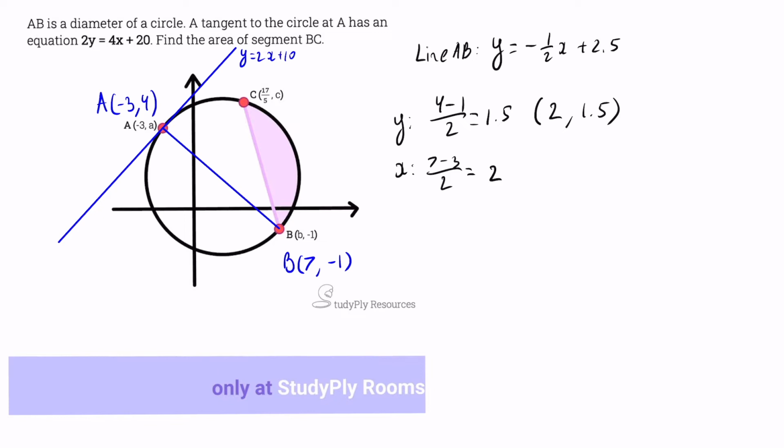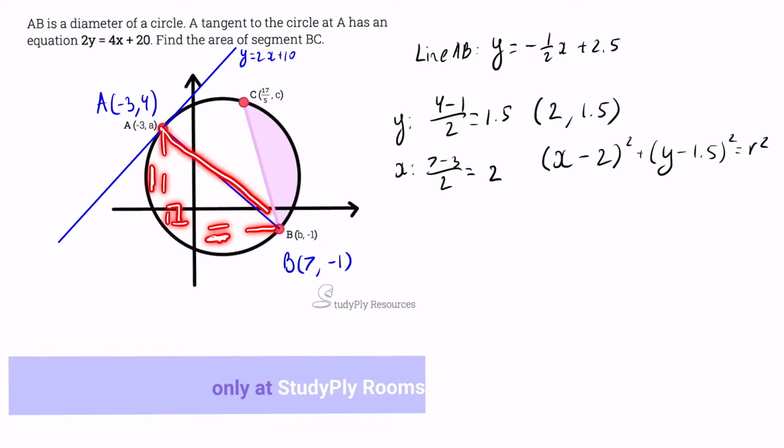Now using our knowledge of circle equations, we can write out the circle equation here: x minus 2 squared plus y minus 1.5 squared equals the radius squared. Now let's try figuring out the radius, and to do that we'll just use Pythagoras. So let's take this triangle here, it's a right angle triangle. We can find the height, we can find the length of the base, and using Pythagoras we can figure out the hypotenuse, which happens to be our diameter. Then dividing it by 2 will give us our radius.